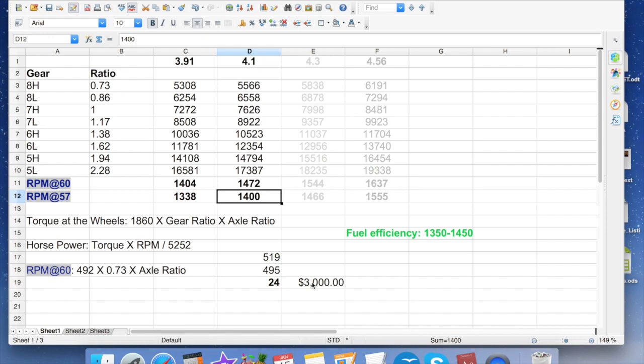So there you go. I hope you haven't fallen asleep yet, but sometimes numbers can help when planning such big expenditures. So thanks for watching.